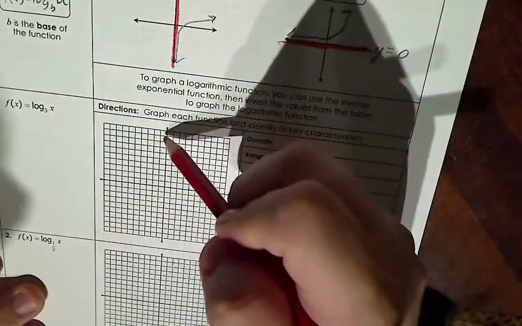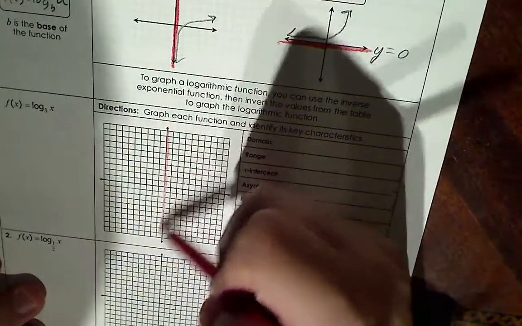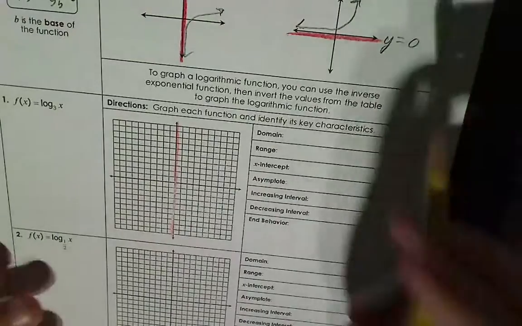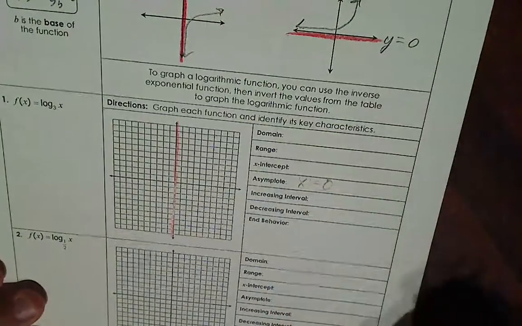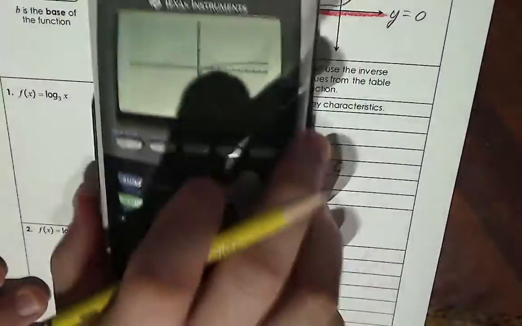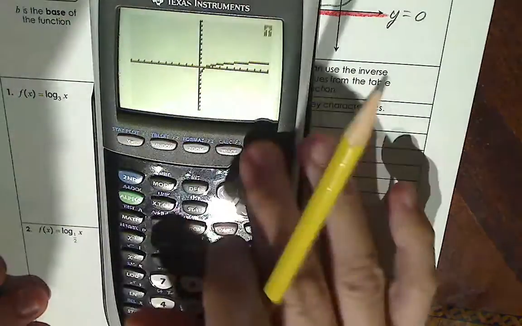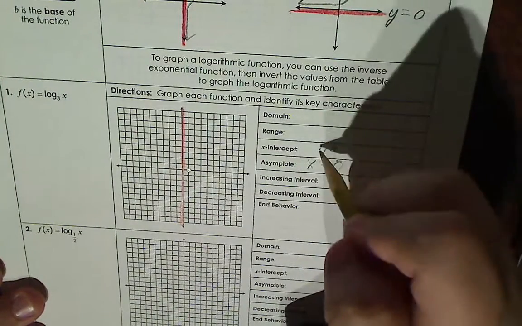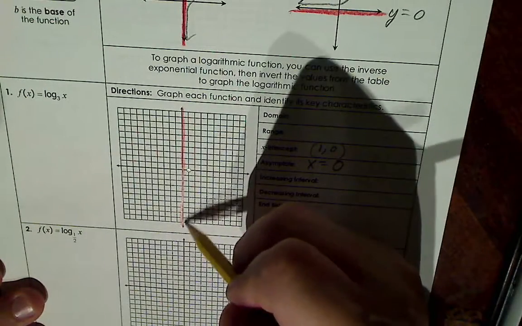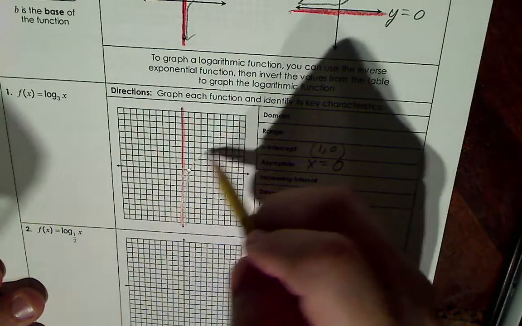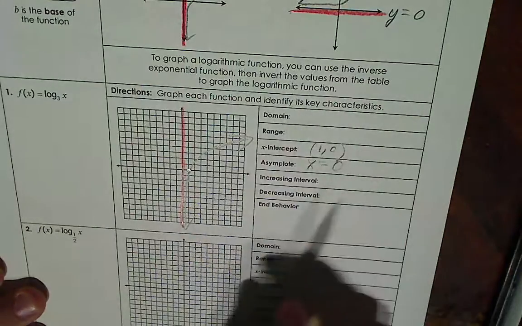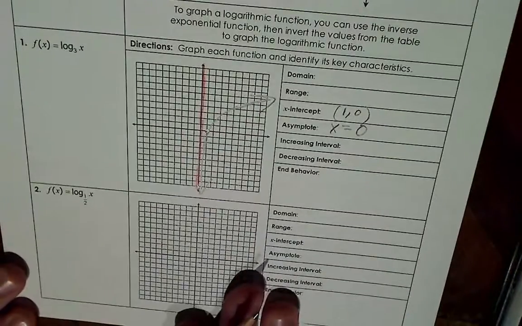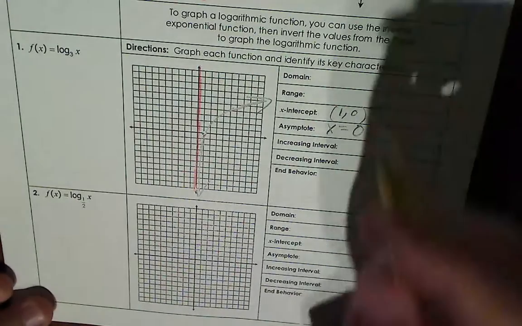All right, so what that means is I can graph a vertical asymptote right here at 0. I have an x-intercept at 1, 0. Let me make sure that's true. Yeah, right here, 1, 0. And then my graph is going to go kind of like this. And again, I'm not going to do this accurately, but that's pretty much what it looks like.